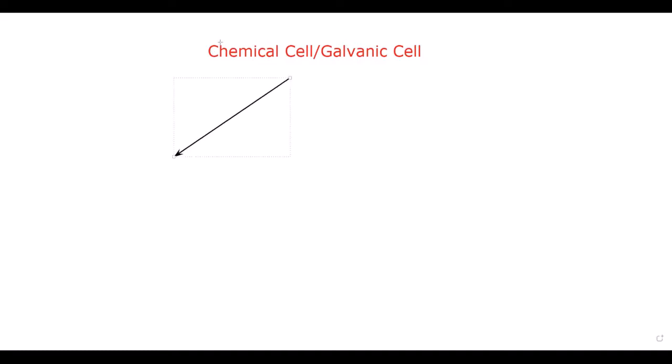So, there are two ways we can use this chemical cell. Number one, we can use acid as an electrolyte. And number two, we can use a salt solution as an electrolyte.